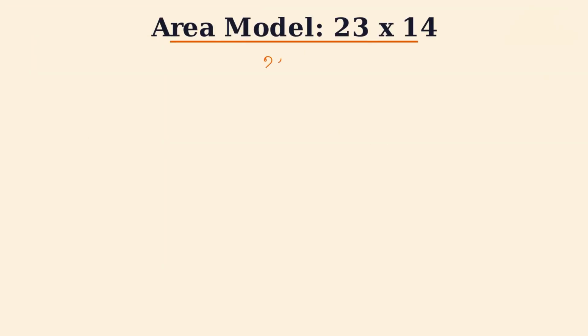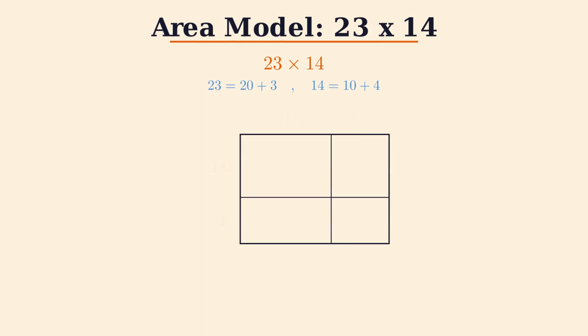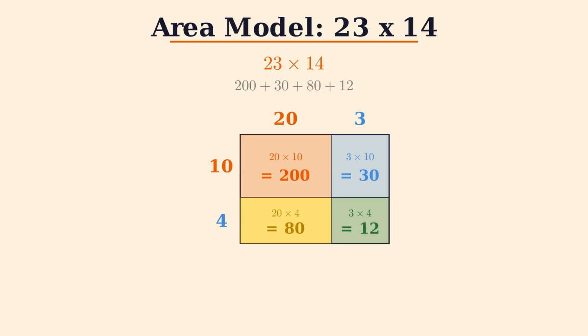Let's use the area model to solve 23 times 14. First, we break 23 into 20 plus 3 and 14 into 10 plus 4. Now imagine a rectangle split into 4 sections. Top left, 20 times 10 equals 200. Top right, 3 times 10 equals 30. Bottom left, 20 times 4 equals 80. Bottom right, 3 times 4 equals 12.